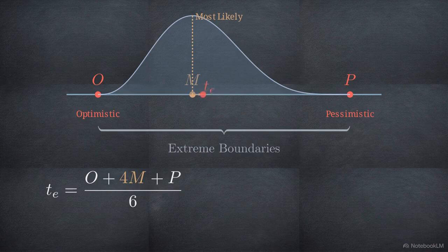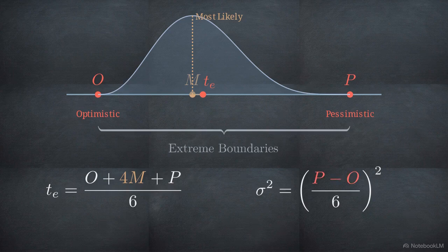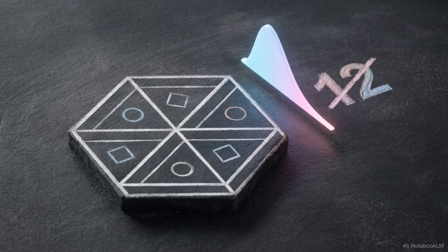We add the optimistic time, 4 times the most likely time, and the pessimistic time, then divide by 6. Giving a weight of 4 to the most likely outcome pulls the expected time closer to the statistical center of gravity. We also calculate the variance of the task, subtracting the optimistic time from the pessimistic time, dividing by 6, and squaring the result. This range represents a complete 6 sigma spread of possibility. At the activity level, PERT turns every single task from a static guess into a quantifiable probability curve.